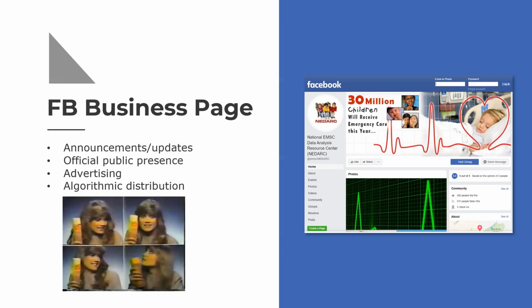That's one of the ways Facebook makes a lot of money, is that you can pay to have more people see those posts and updates that you're making on the page. So that's what algorithmic distribution is.